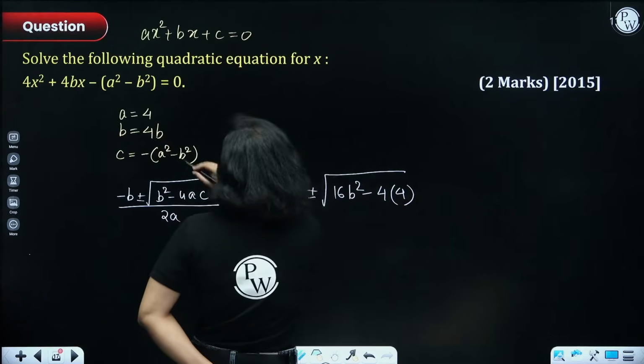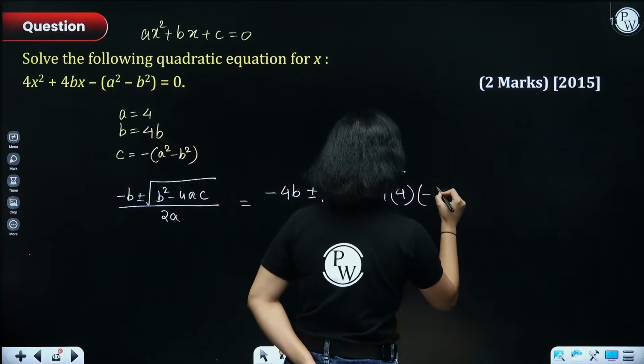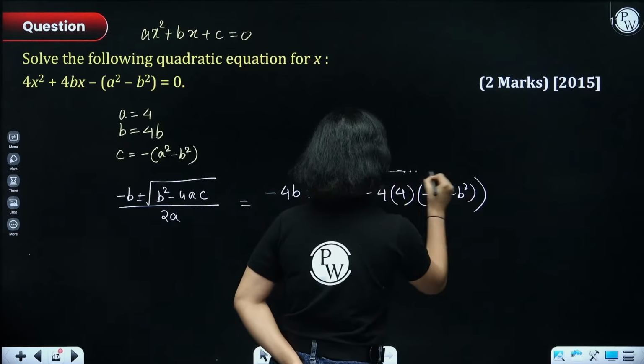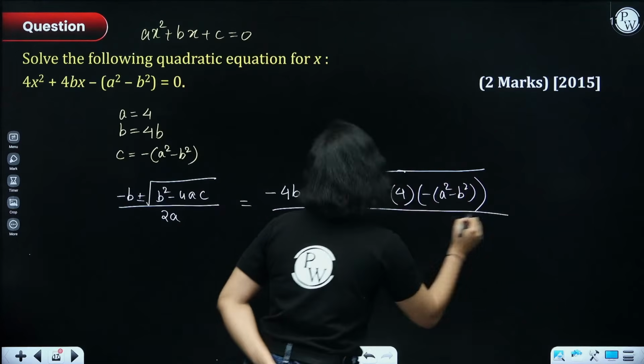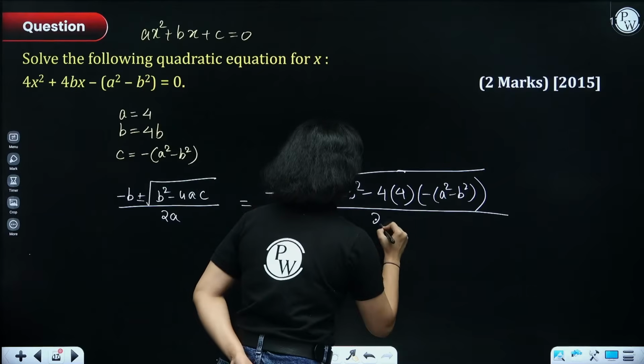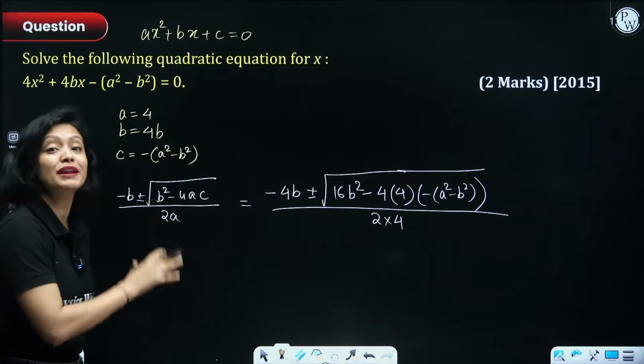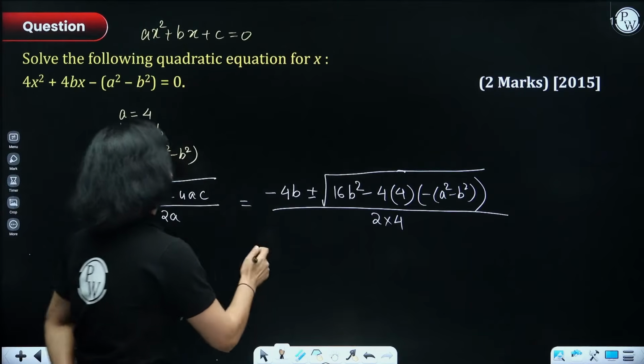And what is c, everyone? That is minus of a square minus b square. Please don't forget your minus signs. Okay? Over twice of a. So twice of 4, 2 into 4. Now all we need to do is simplify this. Okay, so let's quickly simplify this, everyone.